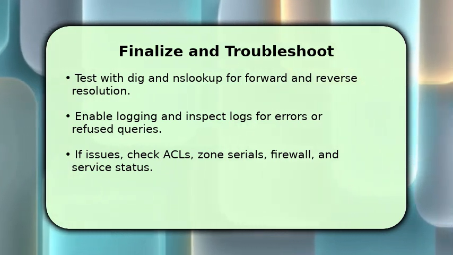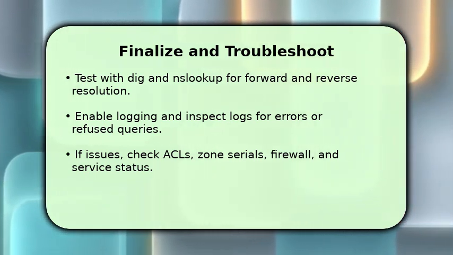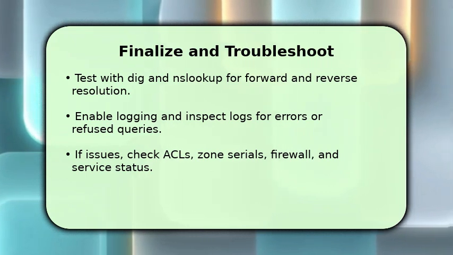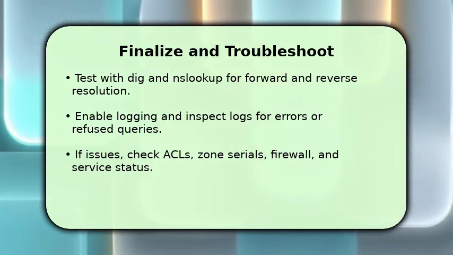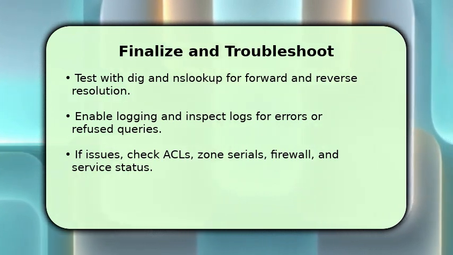If something goes wrong, make sure zone serial numbers increment, ACLs permit your clients, the firewall allows port 53, and the DNS service is active. If recursive lookups fail, confirm forwarders and upstream reachability.